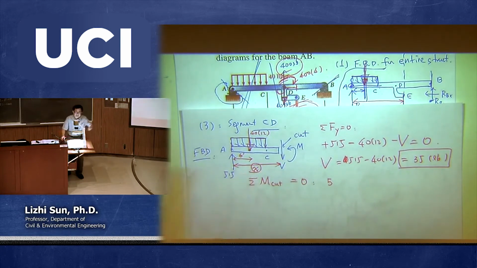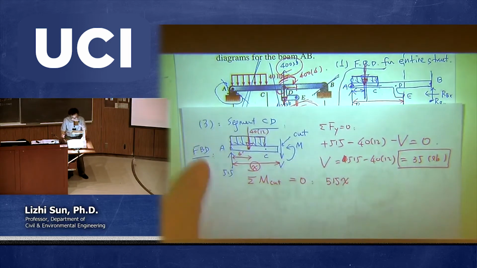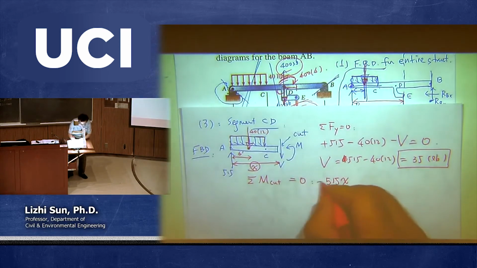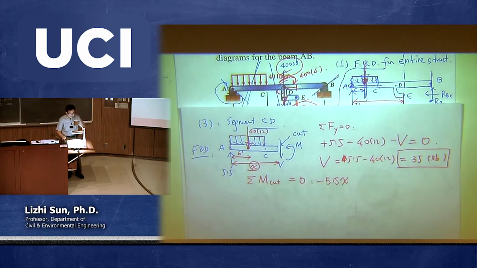So that's why this x is different from the previous x, even though we just happen to use the same symbol, which is called x, but the x itself is a variable. Okay, so 515 times the shorter distance, which is called x, because from A to this cutting point is x. So this is the moment. It is clockwise, so it's negative. So this totally is the clockwise moment due to a force at point A, which is 515. And together is a moment at cutting point.